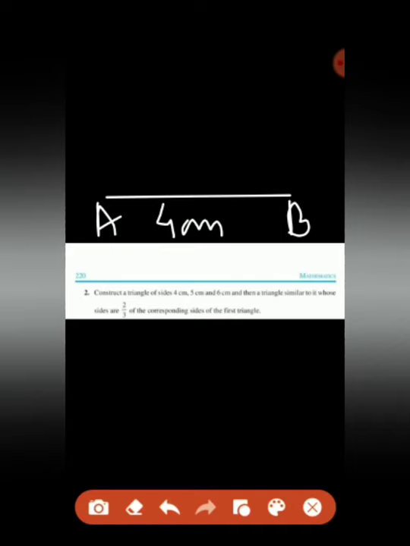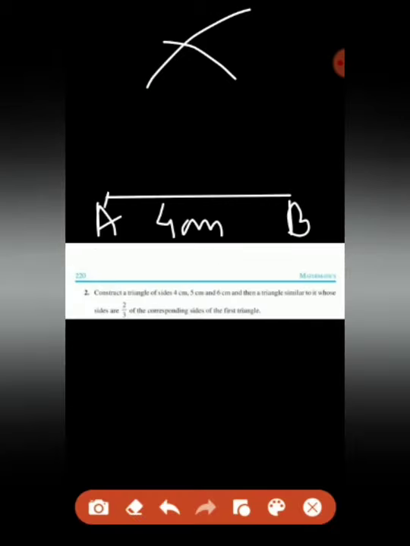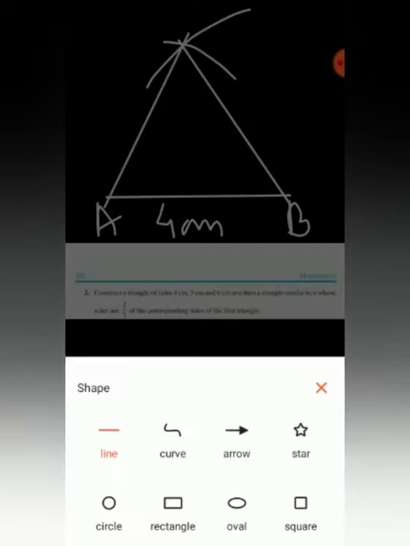So what you will do is keep the tip of your compass at point A and make an arc, taking 5 centimeter. By the same step, keep the tip of the compass at B and take 6 centimeter and make an arc. After this, you join from A to that point in the arc, and from B to that point in the arc. After this, you'll get something like this.